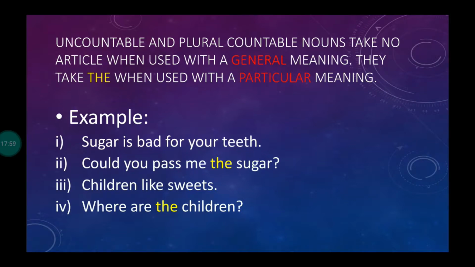And the next one, children like sweets. Okay, so here for children we do not use the, because all children like sweets. But when I say where are the children, I'm talking about some particular children which the other person knows about. So in the first one, all children like sweets. There may be very few exceptions of children who don't like sweets. In the second sentence, I mean maybe the children in the house, the children in the neighborhood. So the other person knows which children I'm talking about.